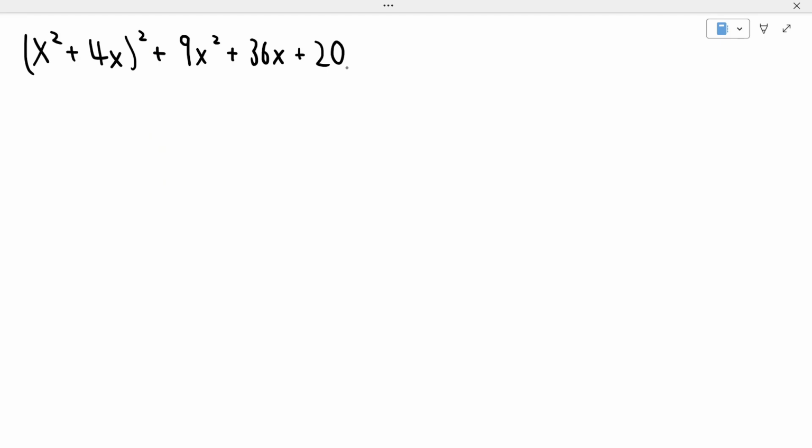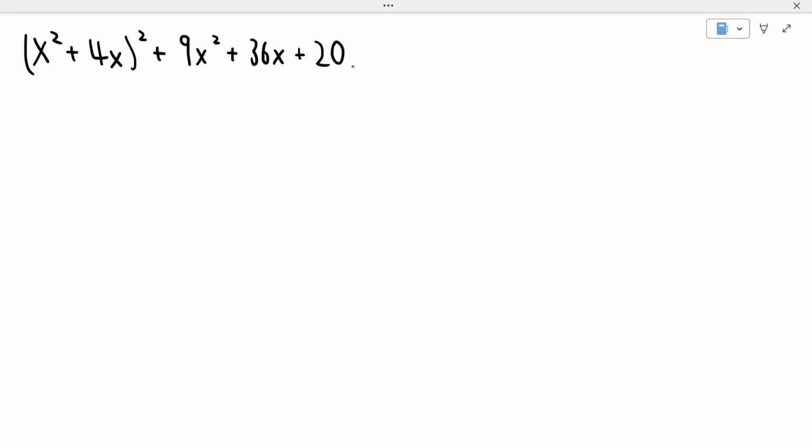Alright, so here's a slightly more interesting example. In the first part of the expression, we can see x squared plus 4x all squared. So this suggests we might want to substitute with u equals x squared plus 4x. But we don't see x squared plus 4x anywhere else in the expression.